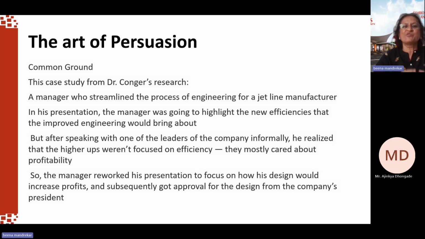They were interested in profitability, how much money they could earn. So this person quickly reworked his strategy and his presentation, and he kept the focus on design, but he also told them how this new design would increase their profits. And subsequently, he got approval for the design from the president. So you see what common ground means. He would have talked about efficiencies and fuel saving, but because he spoke about money and said that you will get enough and more profit if you use this machine part, they quickly said yes.